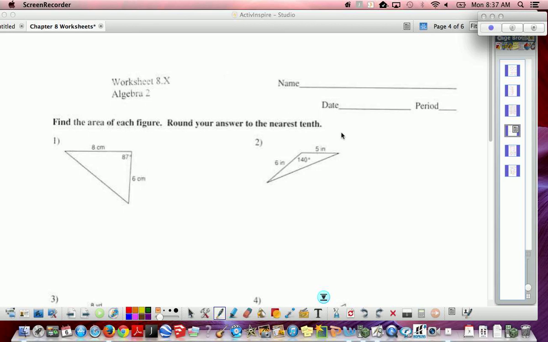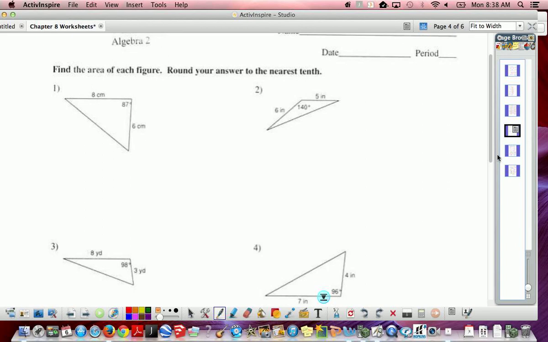Look at our last worksheet for this unit, 8.x. It says find the area of each figure, rounding your answers to the nearest tenth. So really on these problems you have to identify what information you actually have, because that's going to determine which formula you should use.